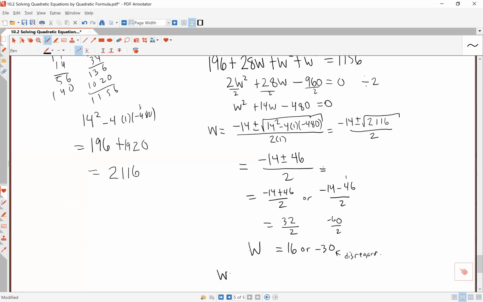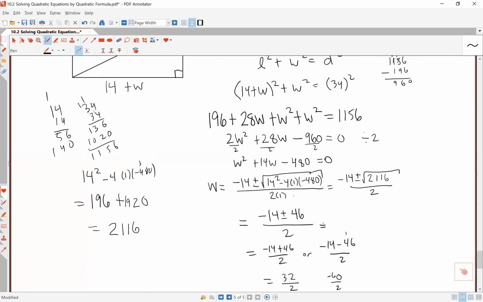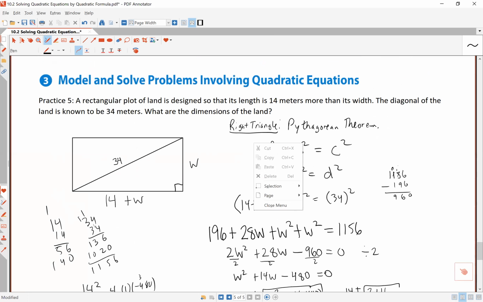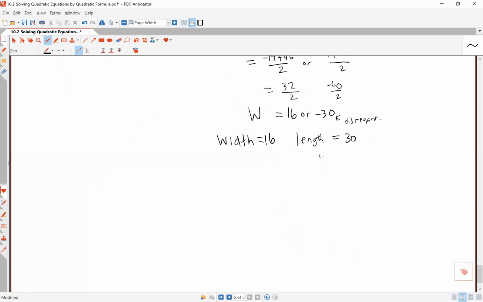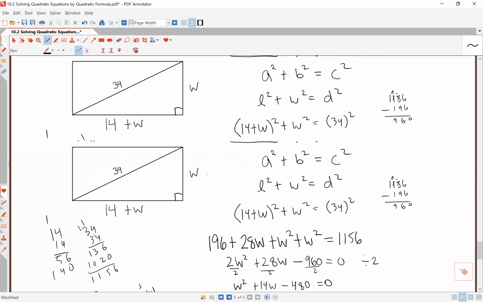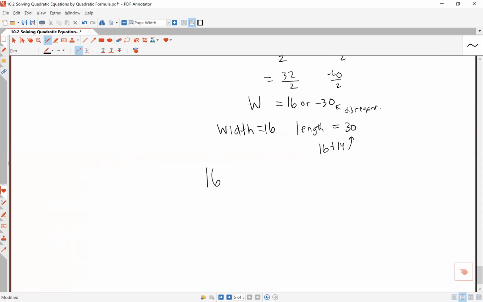And so the width equals 16. And the length is 14 more than that, which equals 30. So the dimensions are 16 meters by 30 meters.